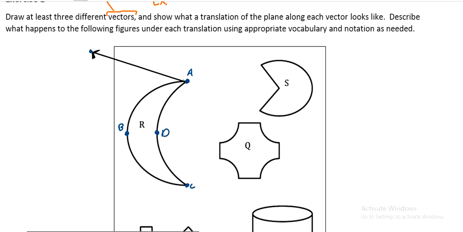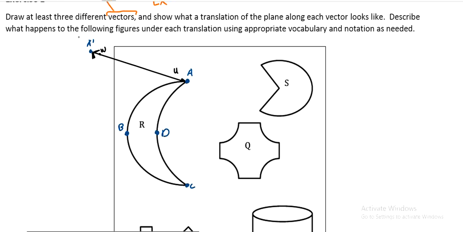Now we'll say this vector is vector UW, and we're going to translate A based on that. So from A to A prime. That symbol right there looks kind of like a 1, but it's actually an apostrophe. So A apostrophe is pronounced A prime. That means it's point A after a transformation has been applied to it one time.